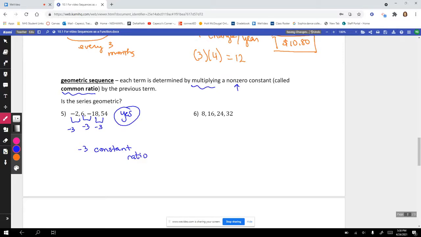Okay, let's look at number 6. Now, again, we could go either left to right or right to left. I realized right away 8 times 2 is going to give me 16. That's an easy one to do in my head. And I realized that's not times 2. That actually is 1.5. So this answer right away is no, it's not geometric.